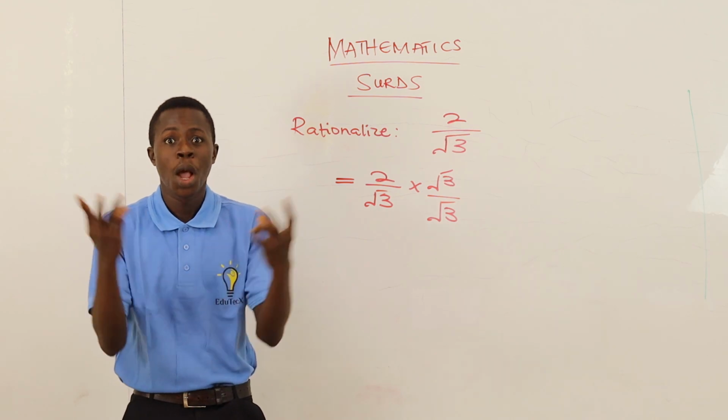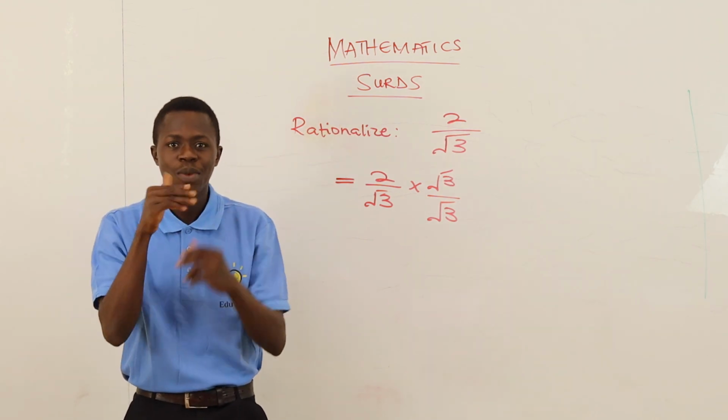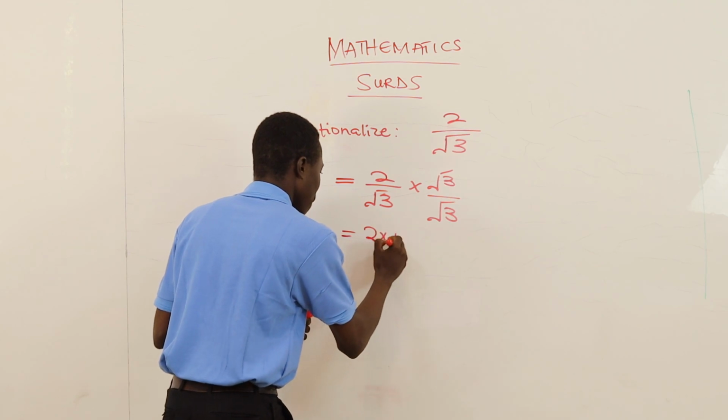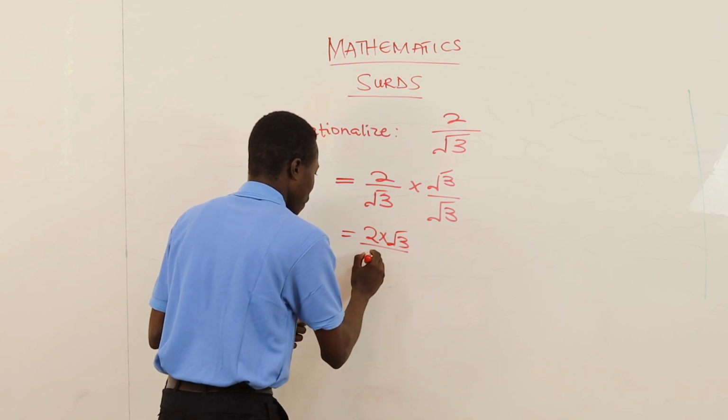So this is how it's going to be, right? Did you get the same thing? Okay, then well done. Now, what do we do next? We multiply the expressions.